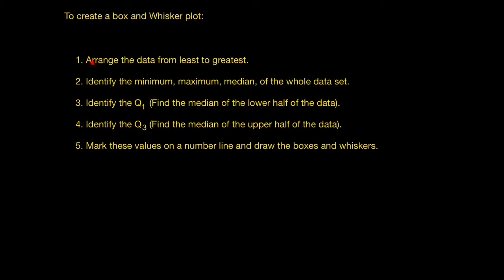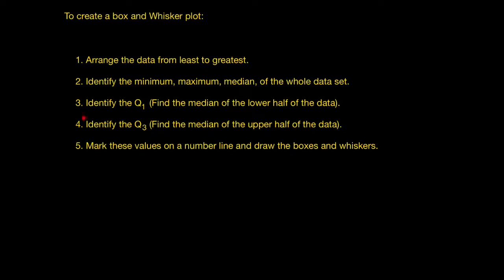So first, we're going to have to arrange the data from least to greatest. After that, we can identify the minimum, the maximum, and the median of the whole data set. Then once we do that, we can get the lower quartile Q1, which is going to be the median of the lower half of the data. And likewise, we can get Q3, which would be the median of the upper half of the data.